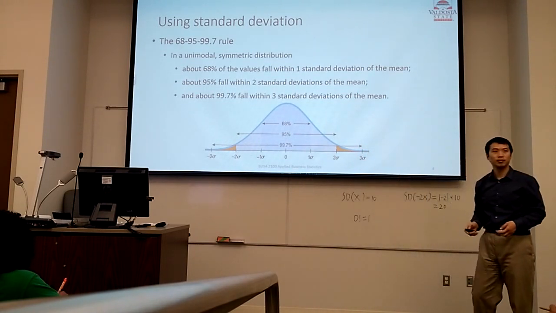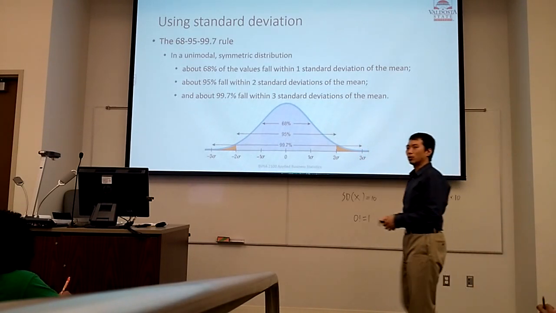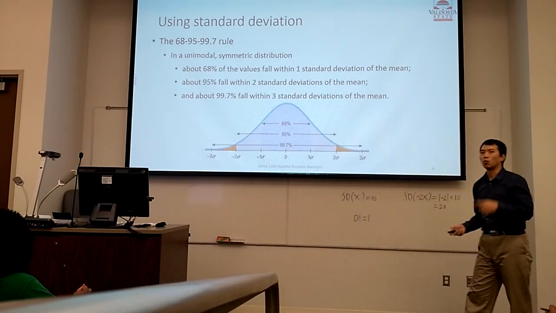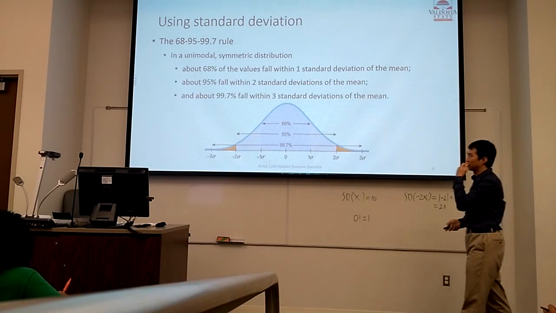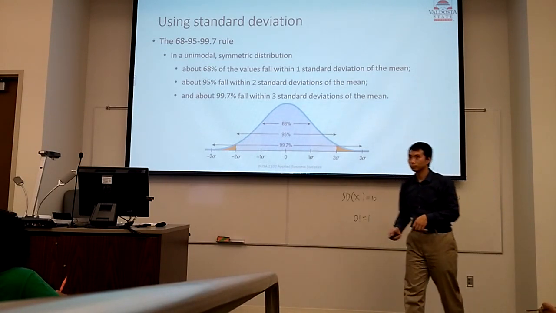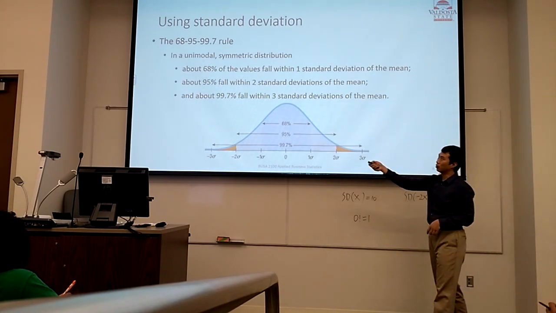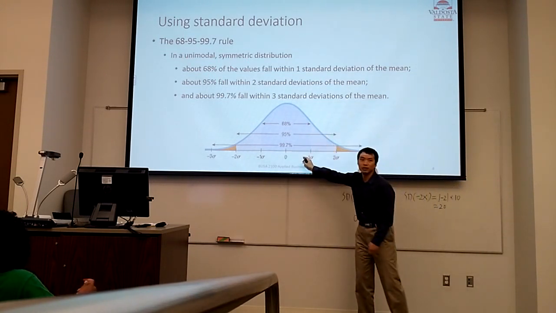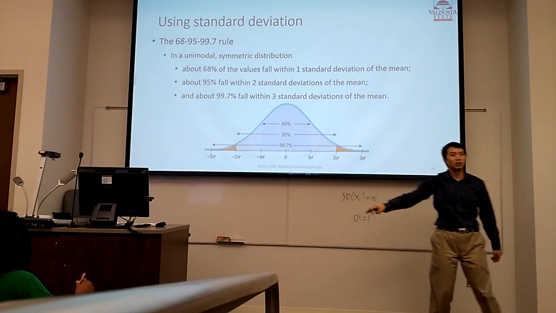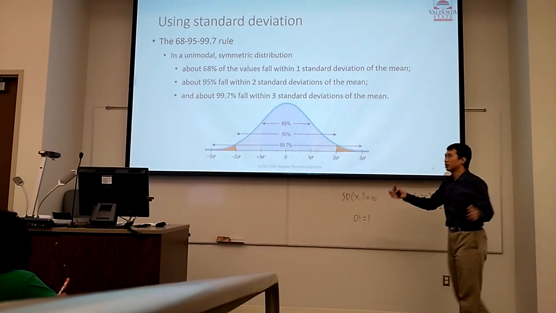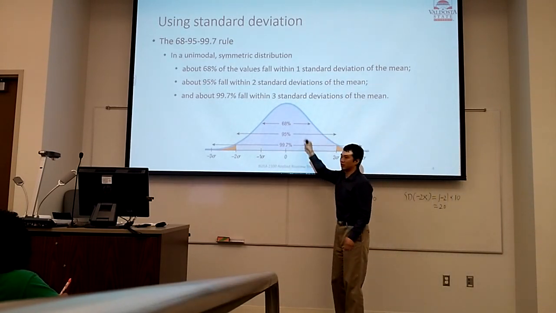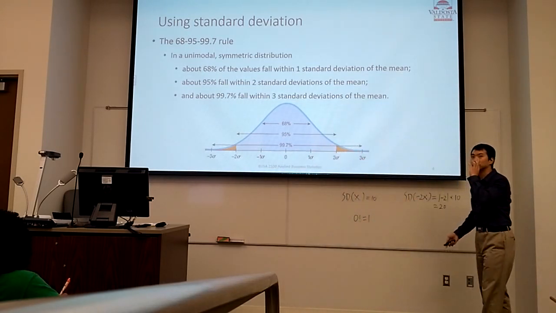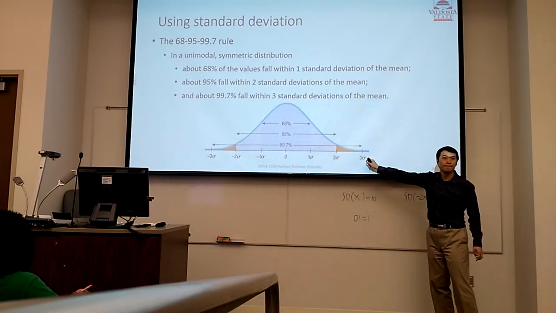We have some real applications of this rule, and we will talk about one of them in a later slide. Again, this rule only applies to unimodal symmetric distributions like this. If you have other distributions which are not in this type of shape, this rule doesn't apply. Any questions?